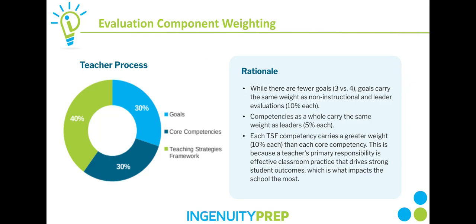Your final score on your evaluation is a weighted average of each component's score. Let's look at how the weighting works. Goals are worth 30% of your total score, 10% for each of the 3 goals. Core competencies are worth 30% of your total score, 5% for each of the 6 core competencies. And the teaching strategies framework is worth 40% of your total score, 10% for each of the 4 TSF competencies.